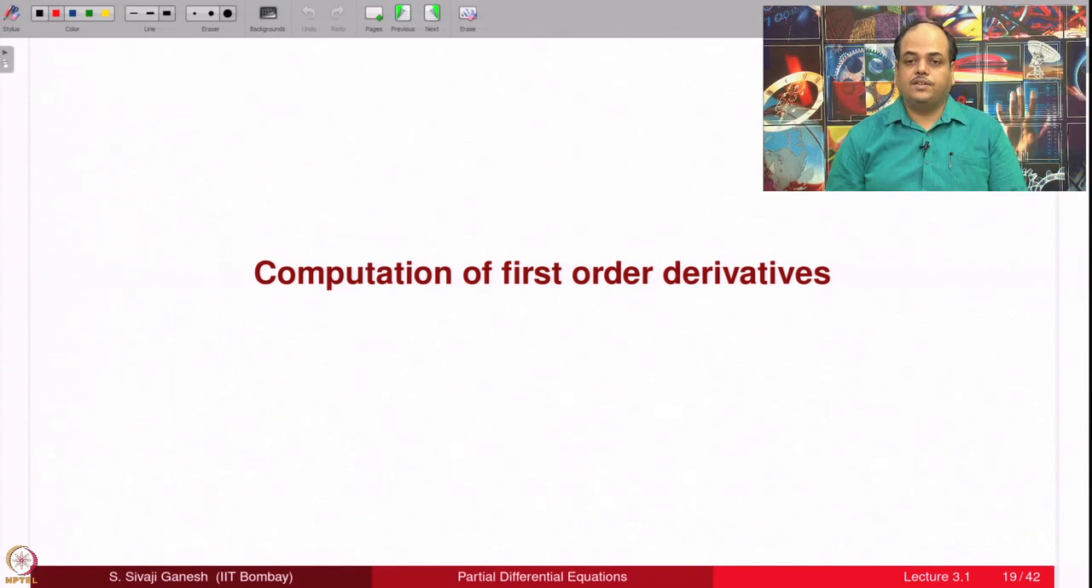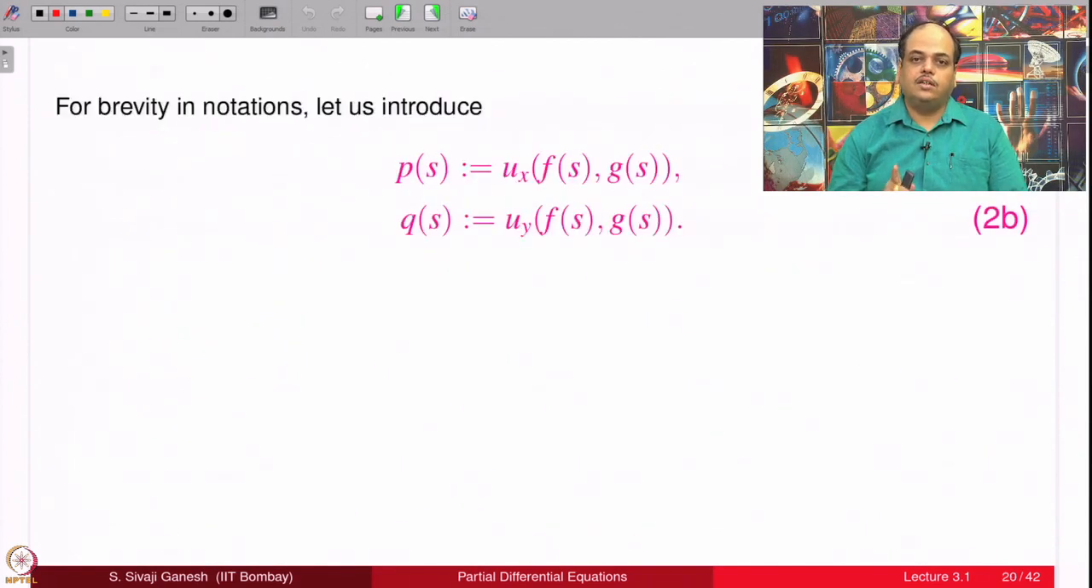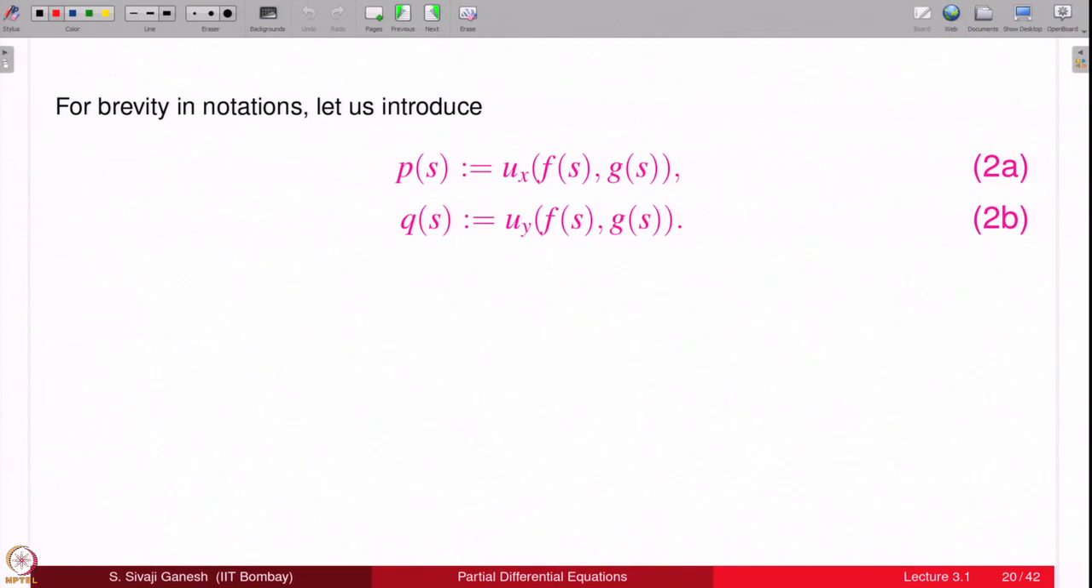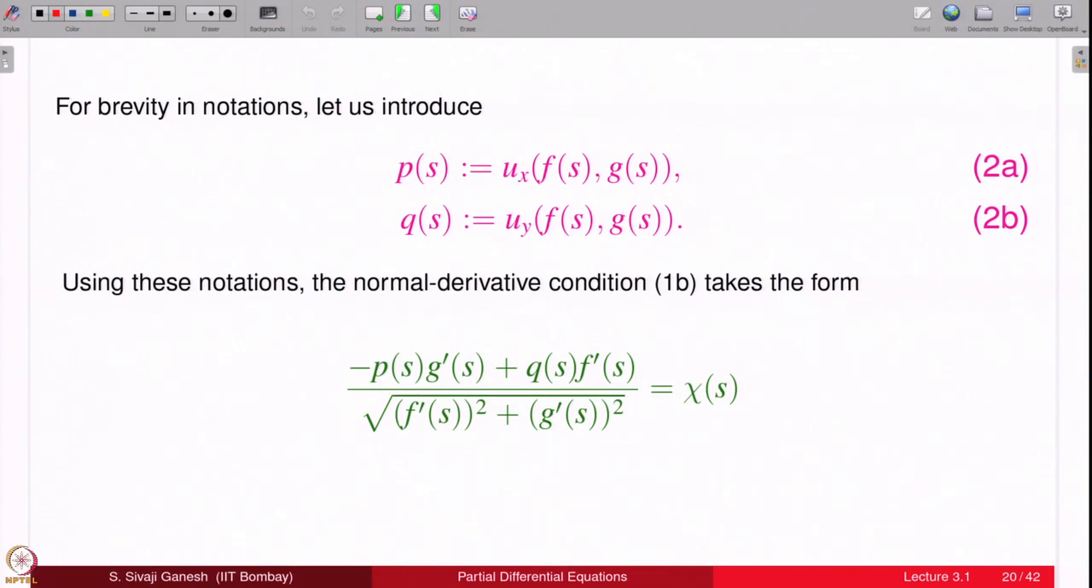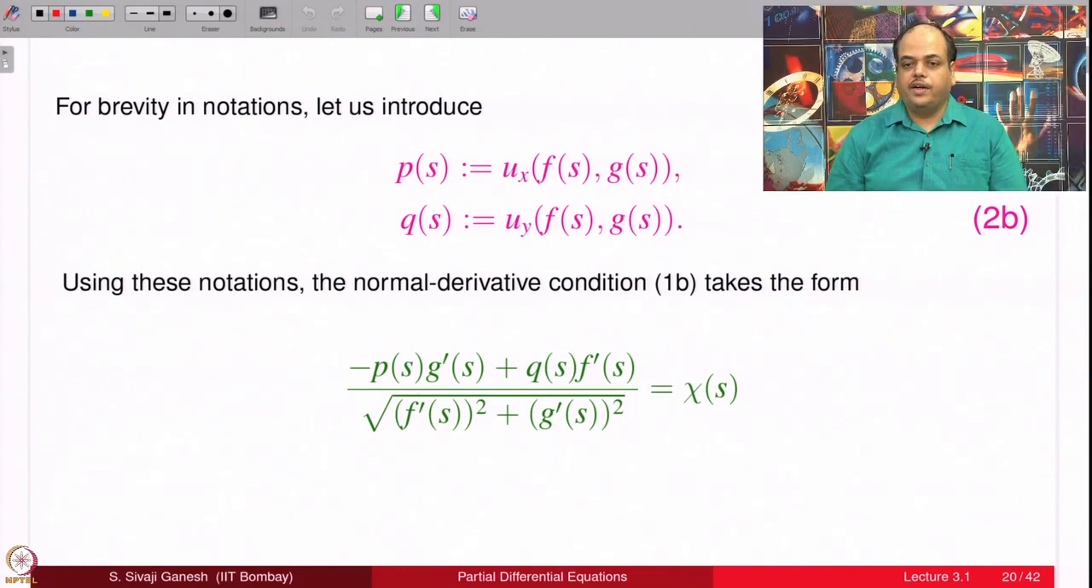Now, let us see the computation of first order derivatives using only the Cauchy data and the PDE. And for brevity in notation, let us introduce u x at a point f(s), g(s) on gamma 2 as p(s), similarly u y at a point f(s), g(s) as q(s). So, these functions are defined on gamma 2. We are just introducing them, we do not know u x, u y yet, we need to determine u x, u y. So, using these notations, the normal derivative condition takes this form: minus p g prime plus q f prime by root f dash square plus g dash square equals chi(s).